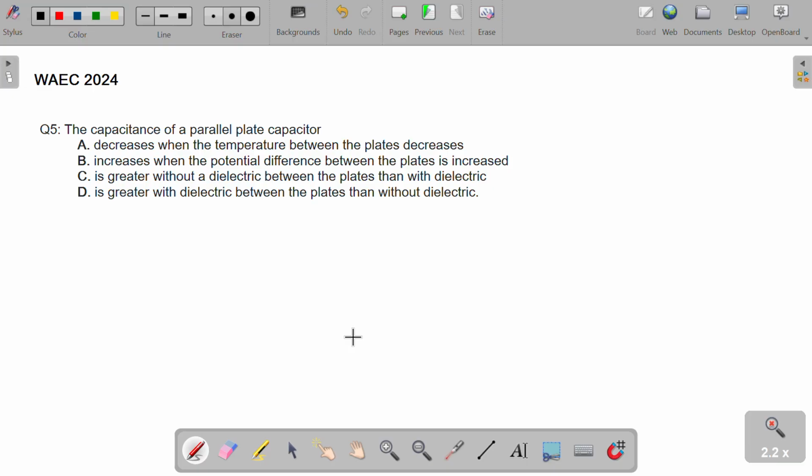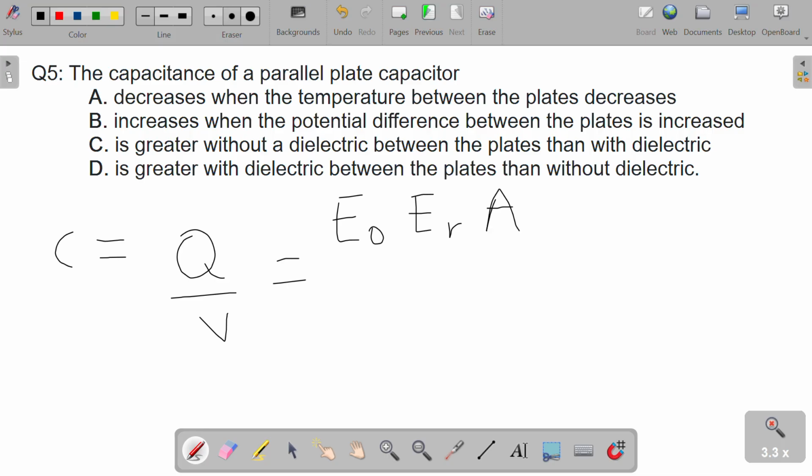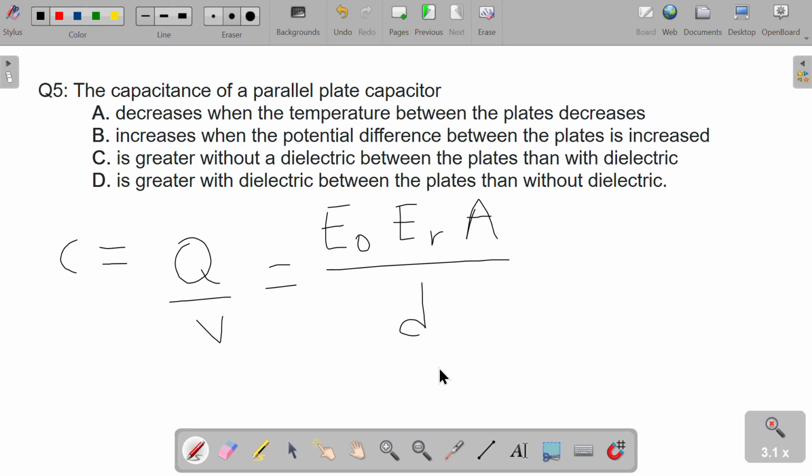So now to answer this question, we need to first know the formula for capacitance. So now capacitance C can be equal to Q over V, or the constant, let me just represent it by capital E, O times the dielectric constant and then times the A all over D, the distance. So now let's analyze each option.